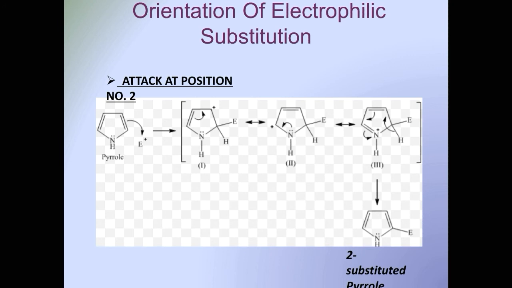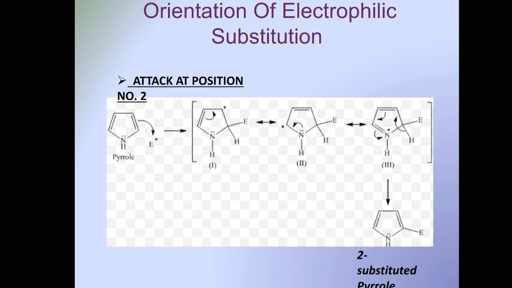Then the lone pair of nitrogen is shifted towards the C5 carbon atom as it is electron deficient. Then this forms the positive charge on the nitrogen atom itself. In this, the positive charge is delocalized over the ring. Then the hydrogen, that is the H positive proton, on deprotonation gives the 2 substituted pyrrole structure.